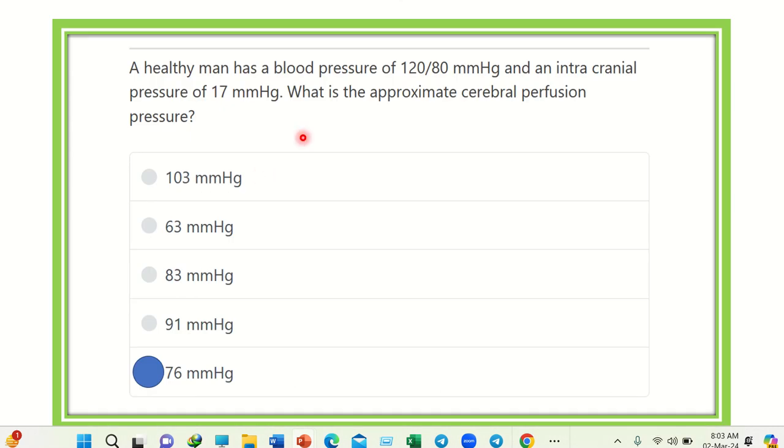So now our answer is ready: the cerebral perfusion pressure is 76 millimeter of mercury.